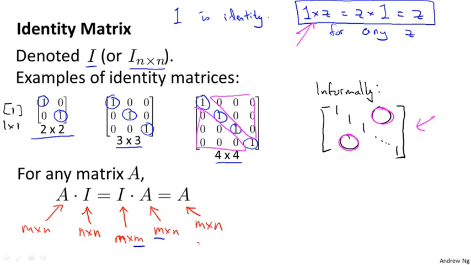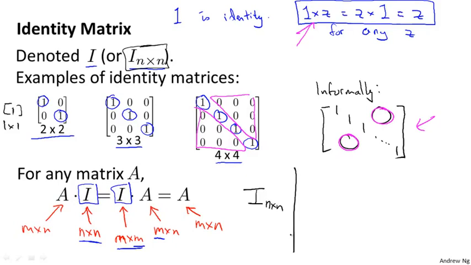Whenever we write the identity matrix I, very often the dimension will be implicit from the context. So these two I's are actually different dimension matrices. One may be n by n, the other is m by m. But when we want to make the dimension of the matrix explicit, then sometimes we'll write it as I subscript n by n, kind of like we had up here. But very often the dimension will be implicit.